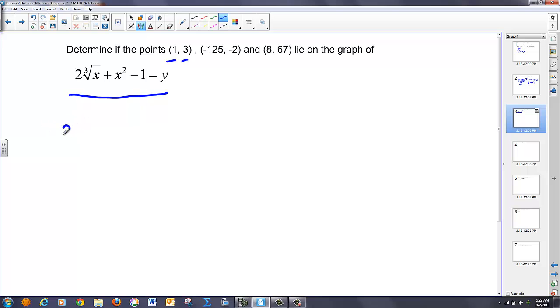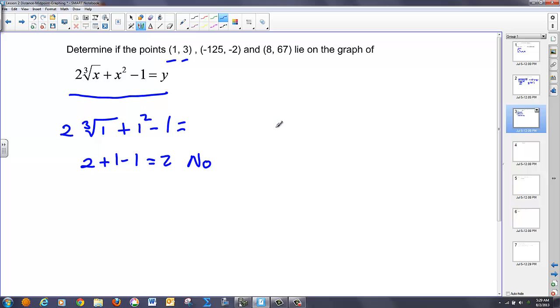So let's do that in the first one. I plug in the point 1, so I have 2 times the cube root of 1 plus 1 squared minus 1. Hopefully that's going to equal 3. This ends up being 2 plus 1 minus 1, which ends up equaling 2, so no, that doesn't work. Let's try the next one.